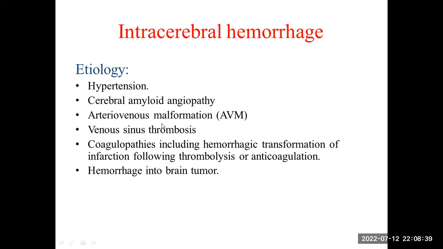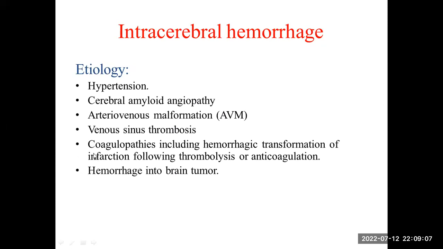Then you have venous sinus thrombosis, intracranial venous thrombosis. In intracranial venous thrombosis, what you will get is hemorrhagic infarctions. It's usually associated with hemorrhagic infarctions. We know that ischemic stroke can be arterial, or less commonly venous. In venous stroke, the infarctions will be associated with hemorrhage. It's called hemorrhagic infarctions. And this hemorrhage associated with infarction can be considered as an intracerebral hemorrhage.